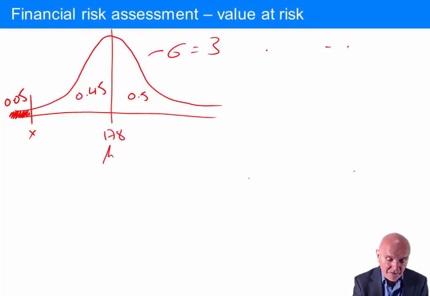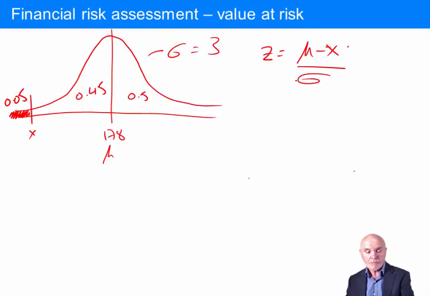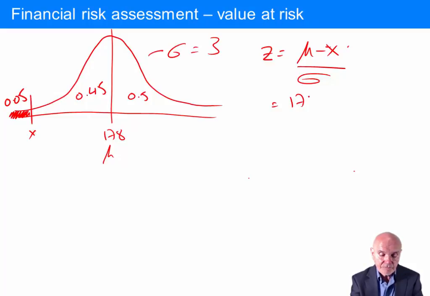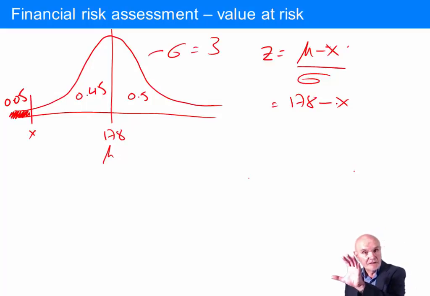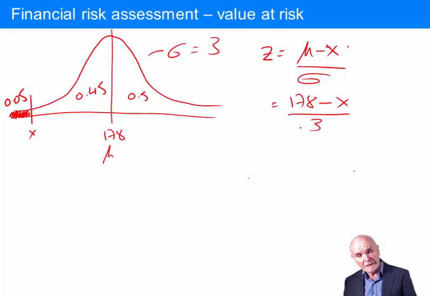We know that the Z value is going to be mu minus x over the standard deviation. The unknown in this one is x. We know mu is the mean, 178. We want to find out what the x is, what this cutoff point that splits 95% of people to the shortest 5% in here. And we know the sigma is going to be 3. So what we need to do is find the Z value.